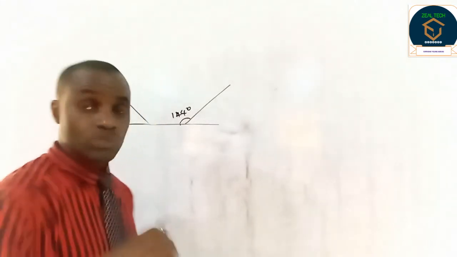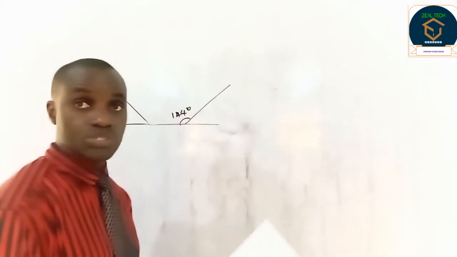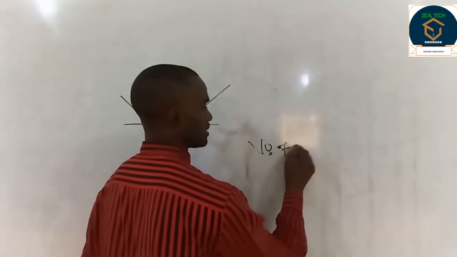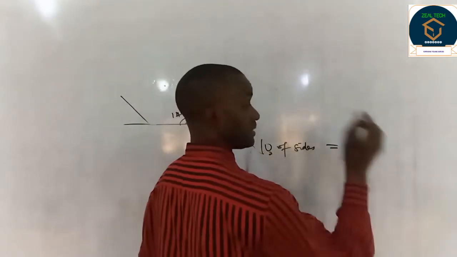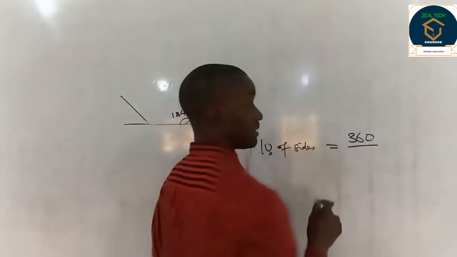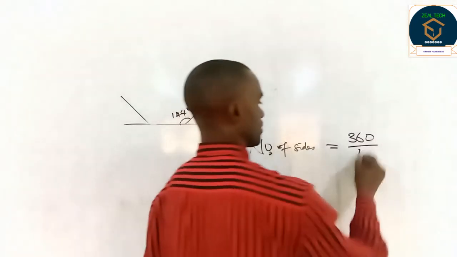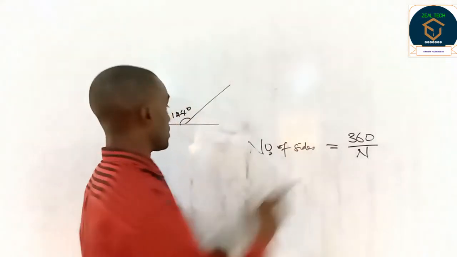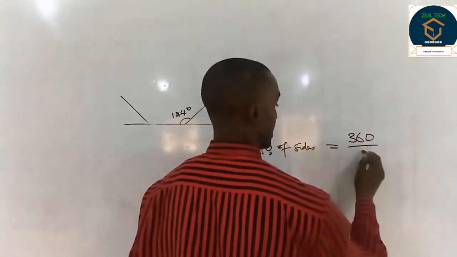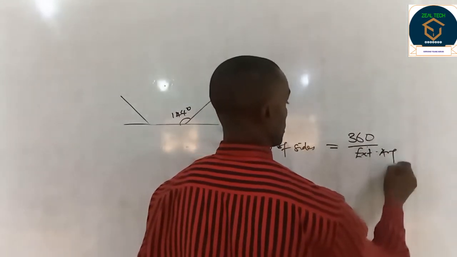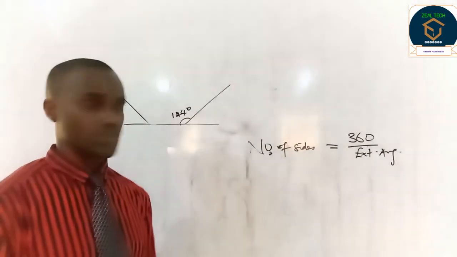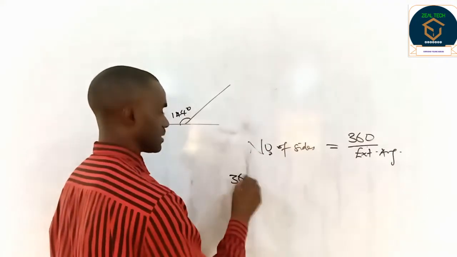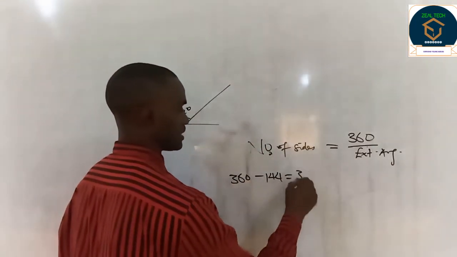See, normally we want to find out the type of polygon. See what you do. The number of sides of a polygon is given as 360 divided by the external angle. That's how we get the number of sides of the polygon. External, not internal. So you see 180 minus 144 will give us 36 degrees.